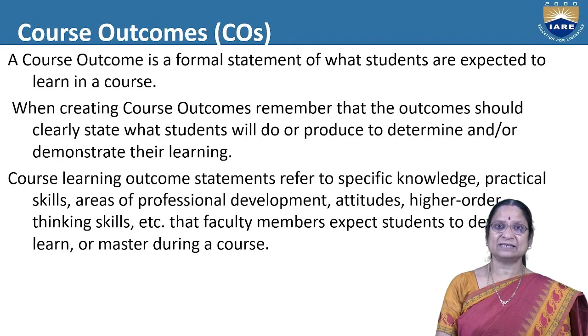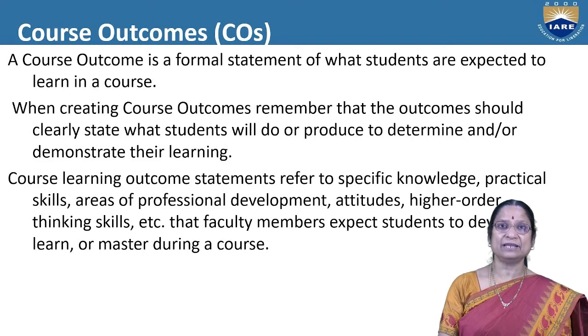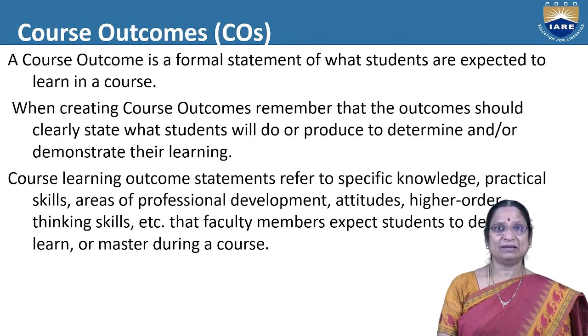So now we have been discussing database management system in previous lectures. We'll discuss the course outcomes, what POs are relevant for the database management system course, and how the mapping and assessment process is going to be carried out. Before that, we'll discuss what a course outcome is. A course outcome is a formal statement of what students are expected to learn in a course, what they will learn during that course, the things they'll achieve after completion of the course.